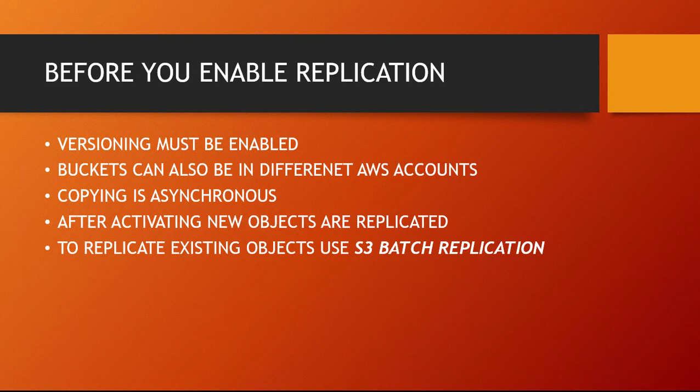And copying is asynchronous. Asynchronous means the copying happens under the hood, behind the scenes, and it is not going to affect anything. After activating, new objects are replicated. Let's say you have a bucket A and there are already 10 files in it, and after that you enable replication. Those 10 files will not be replicated. Once you enable replication, from then onwards, whatever you upload will be replicated.